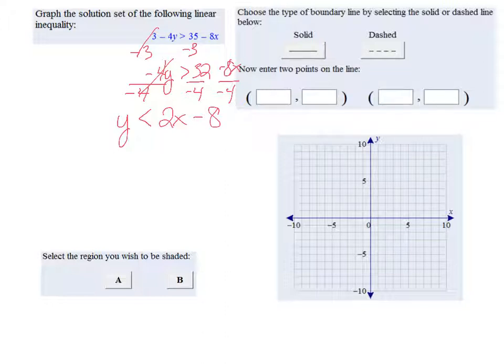Let's go ahead and graph that, find some points. Looks like it's going to have a y-intercept of -8.